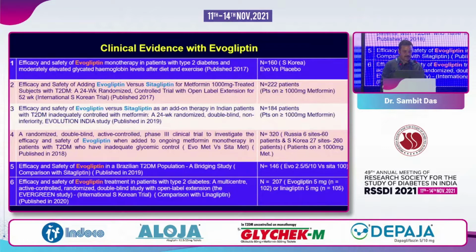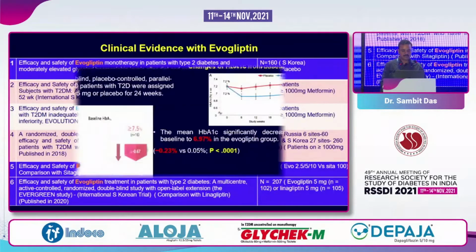And if you see the blue boxes, I'm highlighting the monotherapy comparison. They have actually, in the Brazilian trial or the bridging study, compared Evogliptin to a standard DPP-4 inhibitor like sitagliptin. And in another Evergreen study, they have compared Evogliptin versus another standard DPP-4 inhibitor like linagliptin, and that was a CGM-based study. The other 3 trials are actually combination studies over and above metformin therapy.